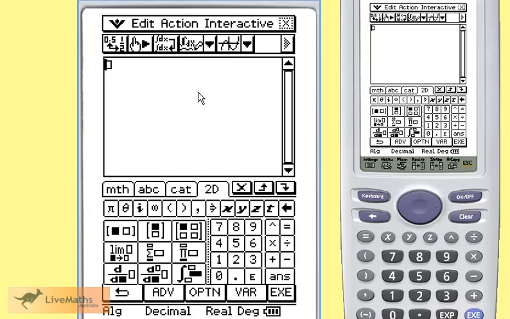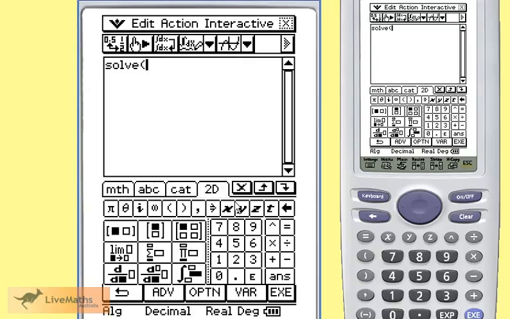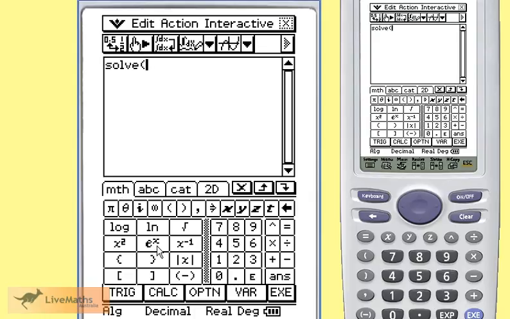We have an exponential equation to solve. Action, advanced, solve. So we need to put in 65 equals 130 e to the negative 0.15. It says t, but I'm going to use x. And then execute, and we get the solution.